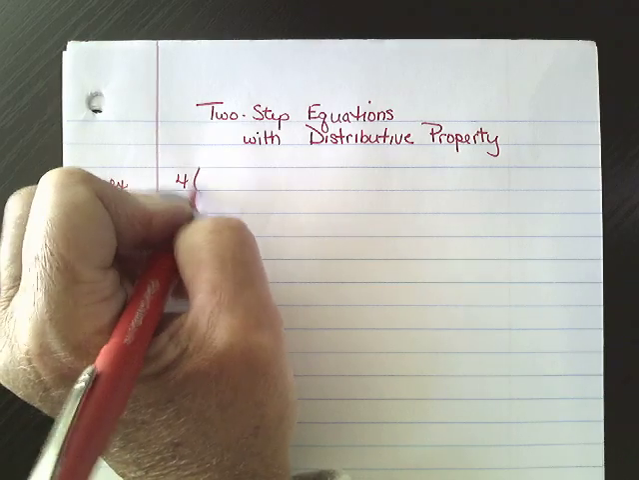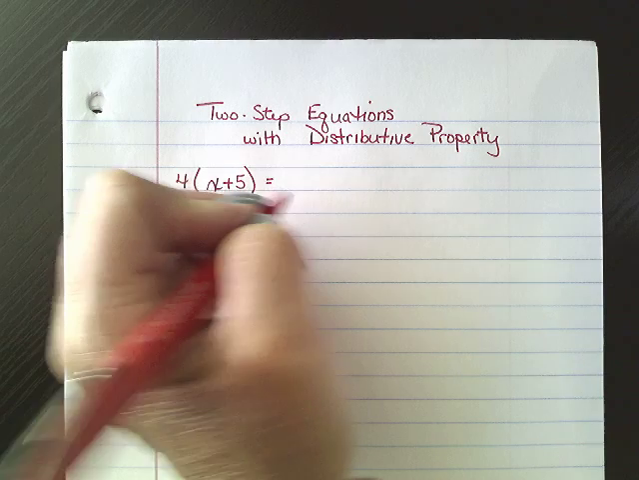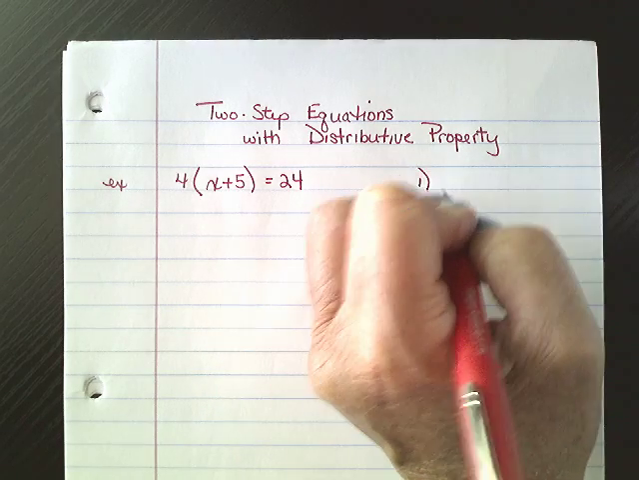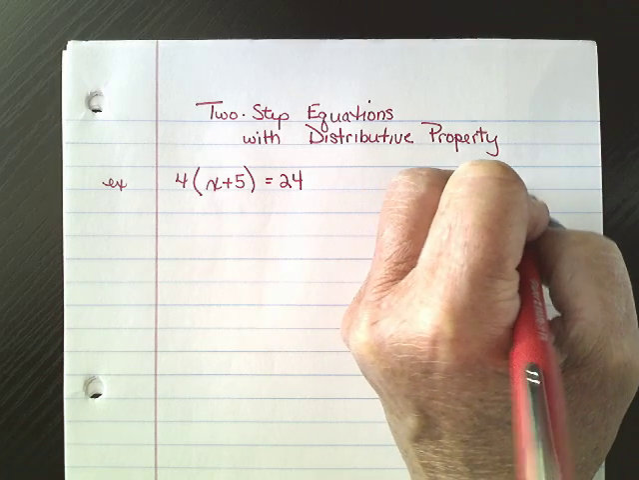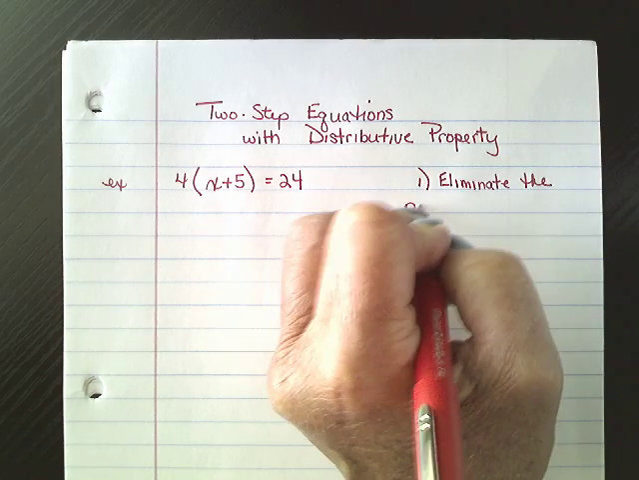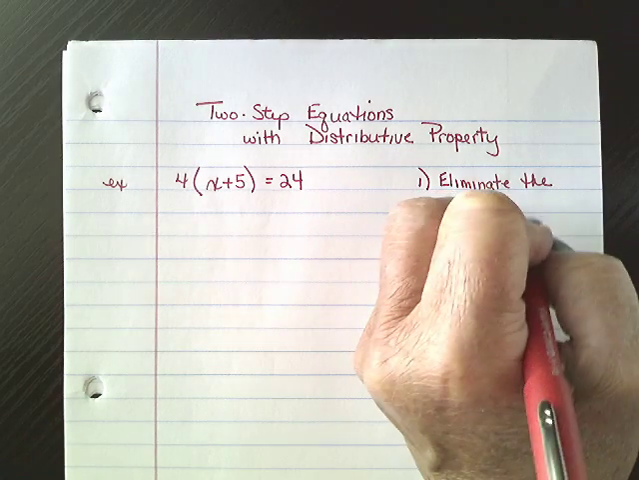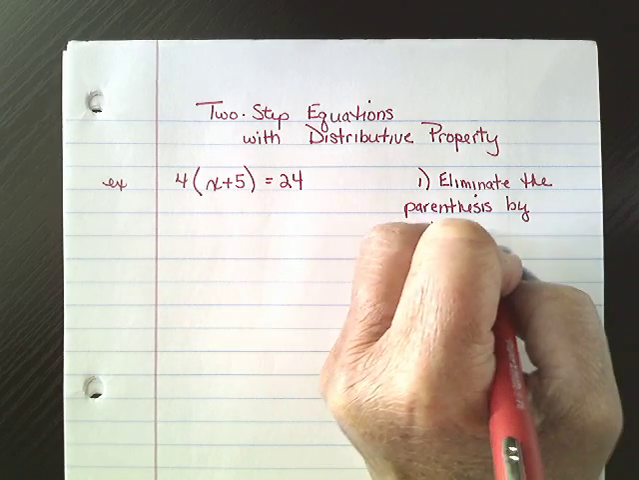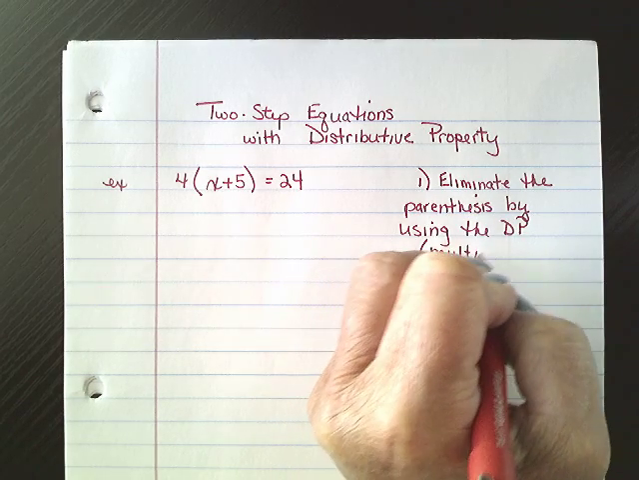We would have 4 times x plus 5 equals 24. So before we can solve anything, we need to eliminate the parentheses. So the additional step here is to eliminate the parentheses by using the distributive property. And we know when we use the distributive property, we are multiplying.